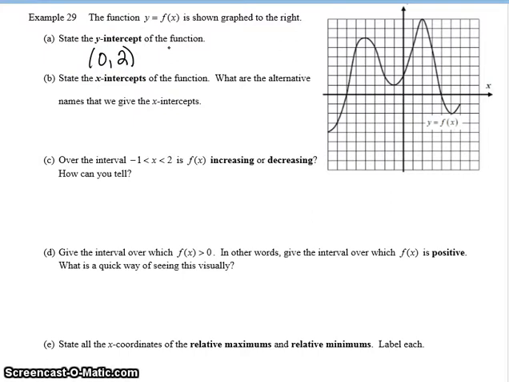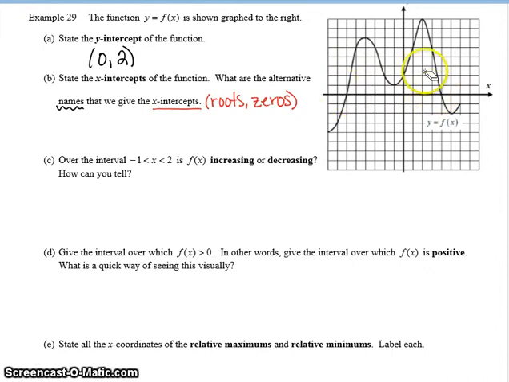You should always be giving me an x value and a y value. All right, state the x-intercepts of the function. What are the alternative names? You must know this. X-intercepts are also known as roots or zeros. Sometimes you can spell zeros with an E in there too. Now the x-intercept is where they cross over the x-axis.